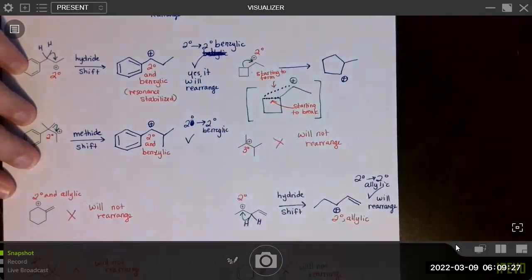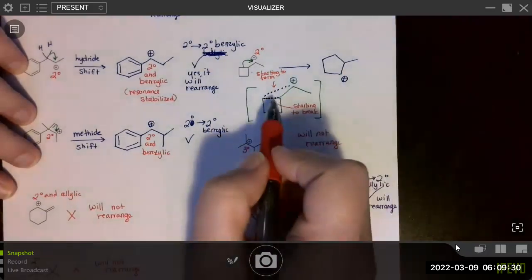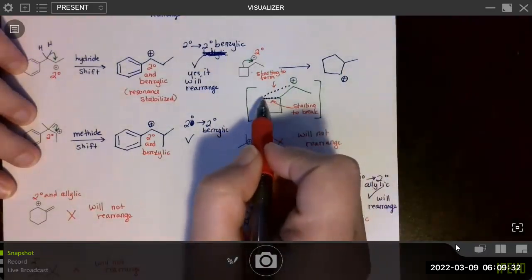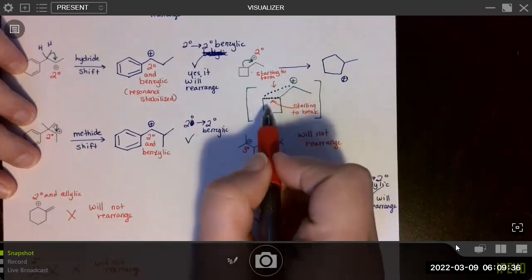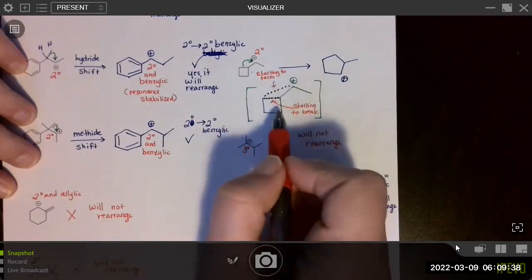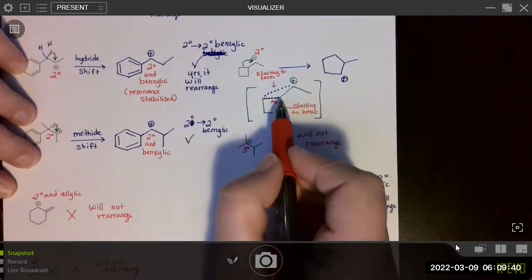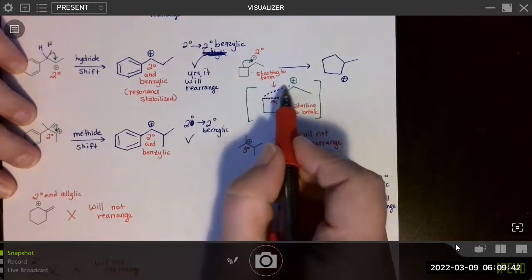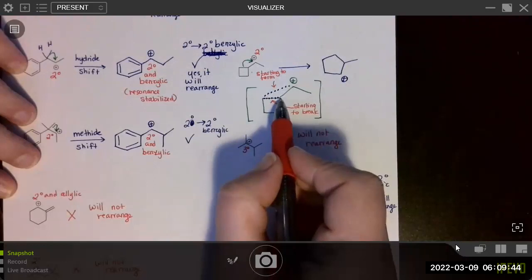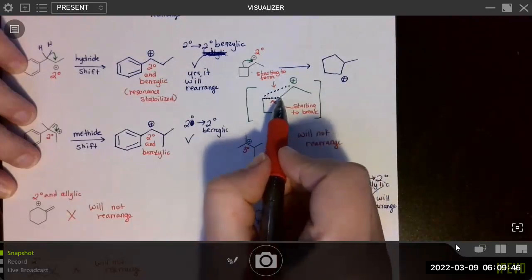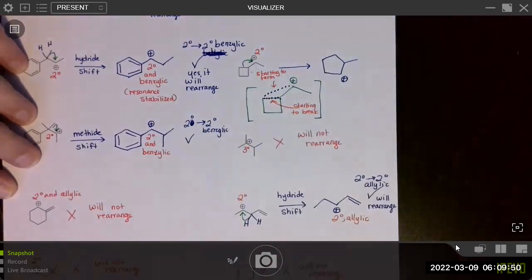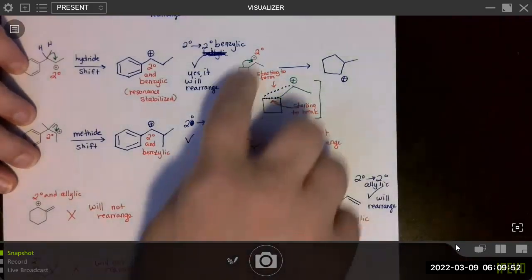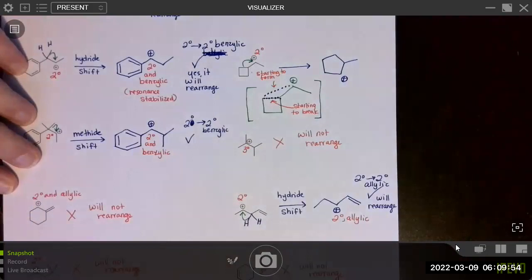So on your paper, if you were using pencil, you could almost erase this bond and then draw it over here, and then you'll see that you have a 1, 2, 3, 4, 5-member ring. You do that. This carbon, since it's losing the electrons from this bond, is the one that ends up positively charged, which is right next to the carbon that ends up with the methyl group. So this one is a little bit of an advanced topic, but I wanted to go ahead and show it to you guys right now anyway.